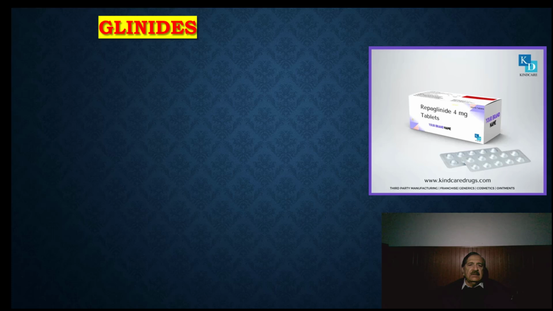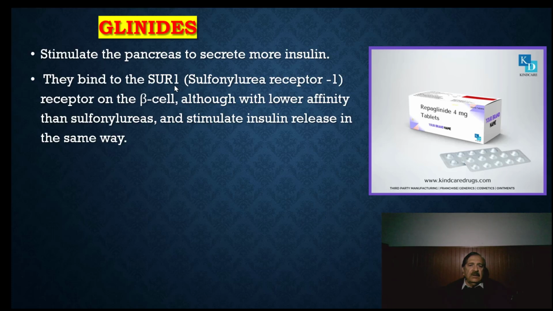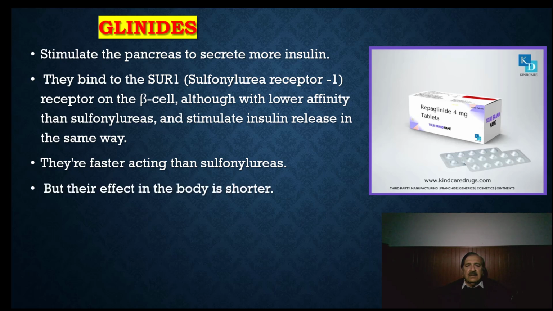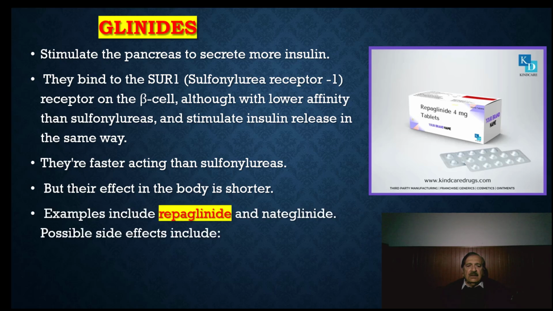Glinides stimulate the pancreas to secrete more insulin. They bind to the SUR1, sulfonylurea receptor 1, on the beta cell, although with lower affinity than the sulfonylureas, and stimulate insulin release in the same way. They are faster acting than sulfonylureas, but their effect in the body is short. Examples include repaglinide and nateglinide. Possible side effects include low blood sugar and weight gain.